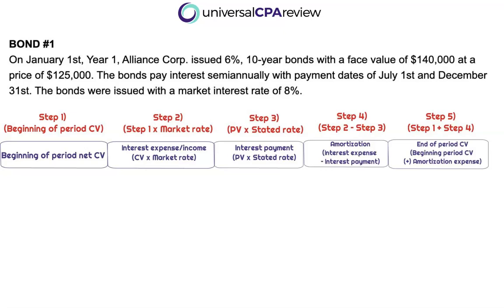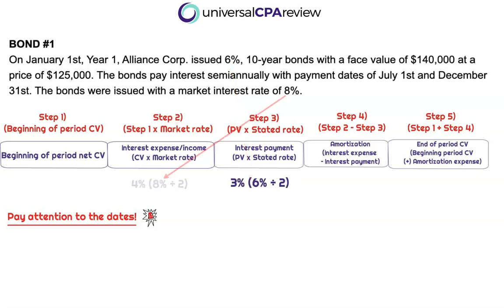Okay, so the first thing we need to be on the lookout for when it comes to bonds is the dates. We must pay attention to the dates. We know that this bond is paid semi-annually, so what we need to do is divide our interest rates by 2. If it was quarterly, we'd be dividing our interest rates by 4, but it's semi-annually. So we're dividing our rates by 2. The stated interest rate becomes 3% and the market interest rate becomes 4%.